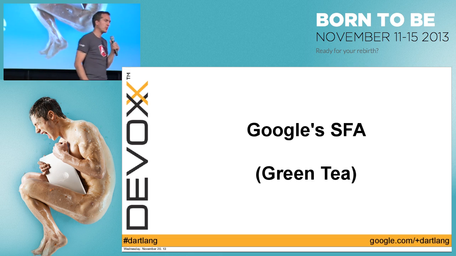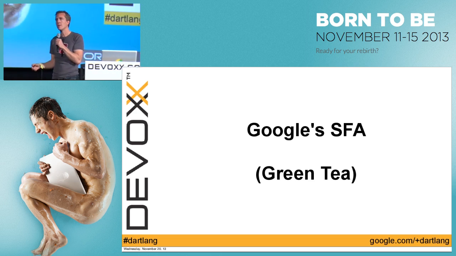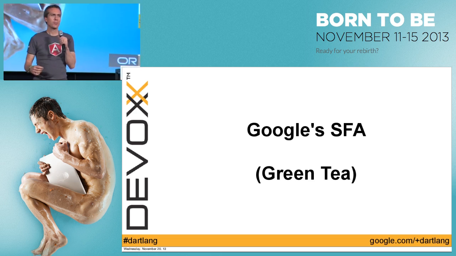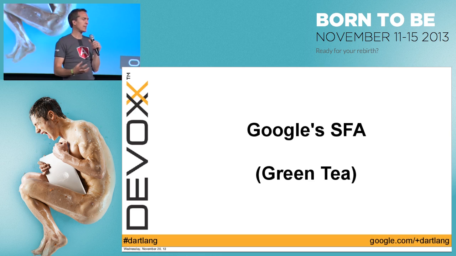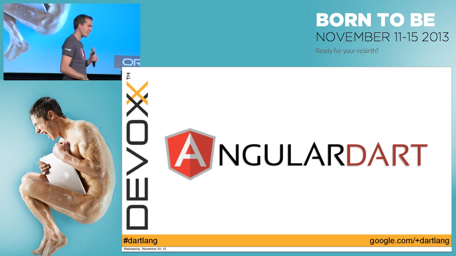One of the projects I manage is an internal project called Green Tea. This is Google's Salesforce productivity automation test suite. And when it came time to build this suite again from the ground up, we picked Dart as the front-end language for building our UI.